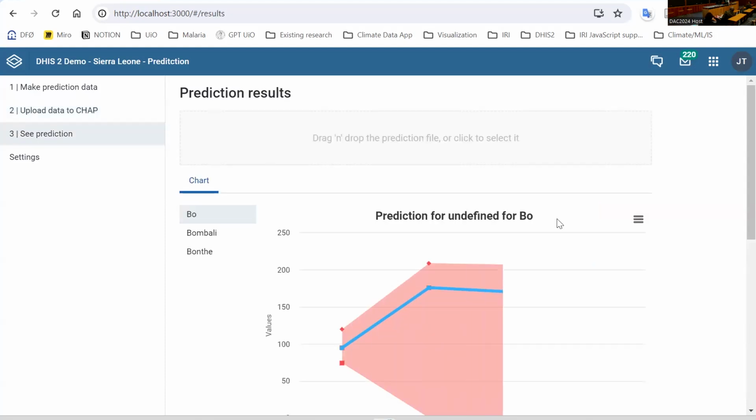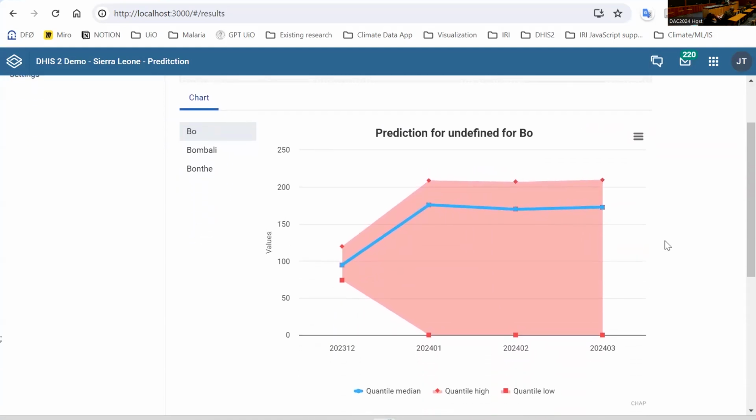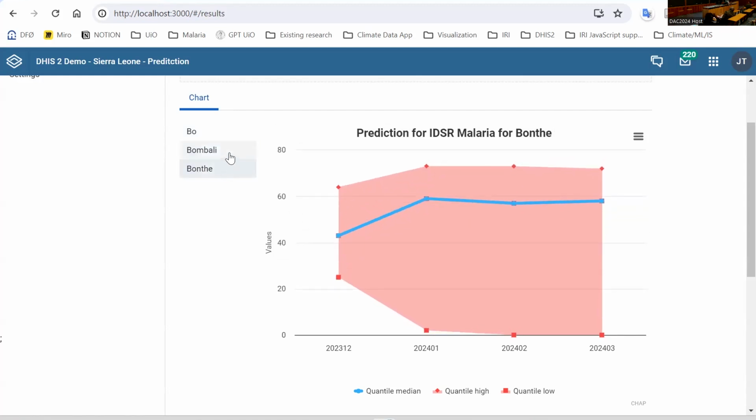First I'll show the result, what CHAP has created. What we see here is a chart of how CHAP thinks the malaria cases will be for the next 3 months. At the top, the red point is the worst outcome of malaria cases, the blue one is the median, what will most likely happen, and the bottom is the best case. Going on to the next ones, you can see that different districts have a slightly different prediction.